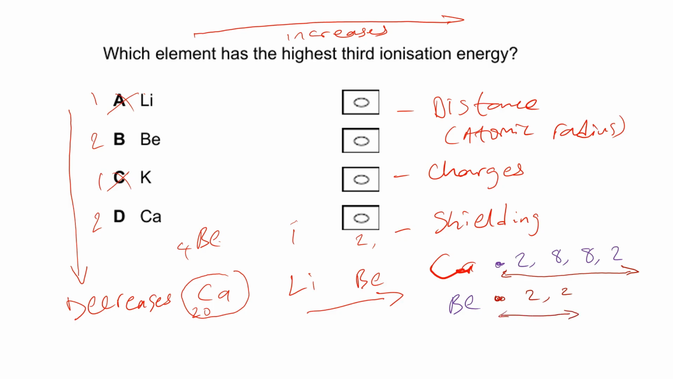So hence the force of attraction between the nucleus and the electron in this shell is weaker, because the third ionization energy starts from here. This is the first and the second, then the third one will be from here. So the atomic radius is larger in calcium compared to beryllium. But in beryllium, the third ionization energy starts from here. So basically, beryllium is going to have the highest third ionization energy. Our answer is beryllium.